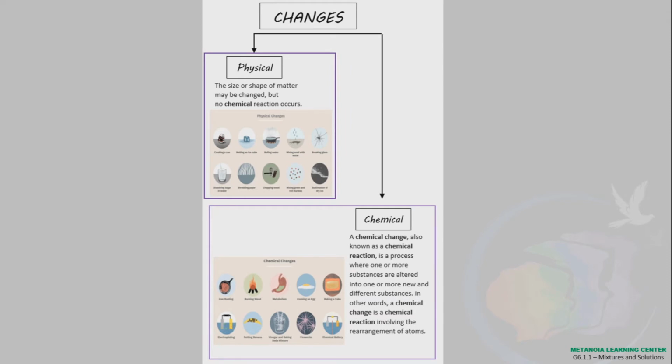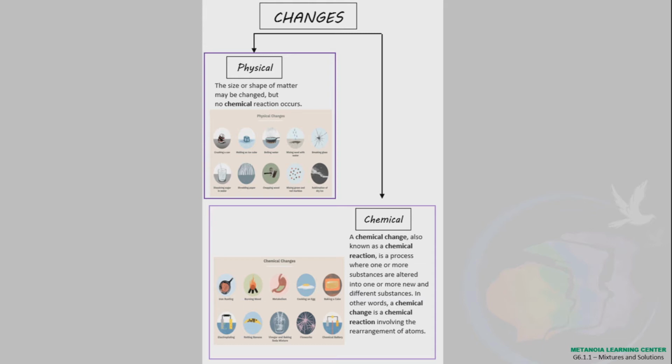The physical and chemical change. Physical change. The size or shape of matter may be changed but no chemical reaction occurs. For example, if you tear a piece of paper, the chemical composition of paper will remain the same. If you freeze water, the chemical composition of ice is still the same as water.